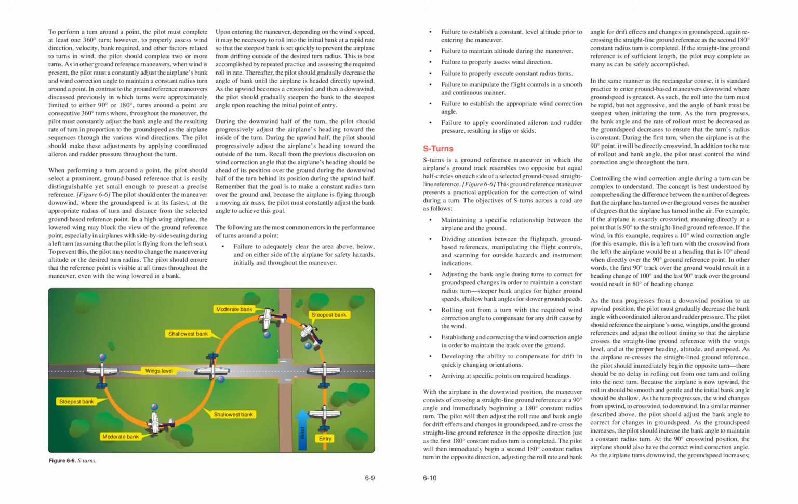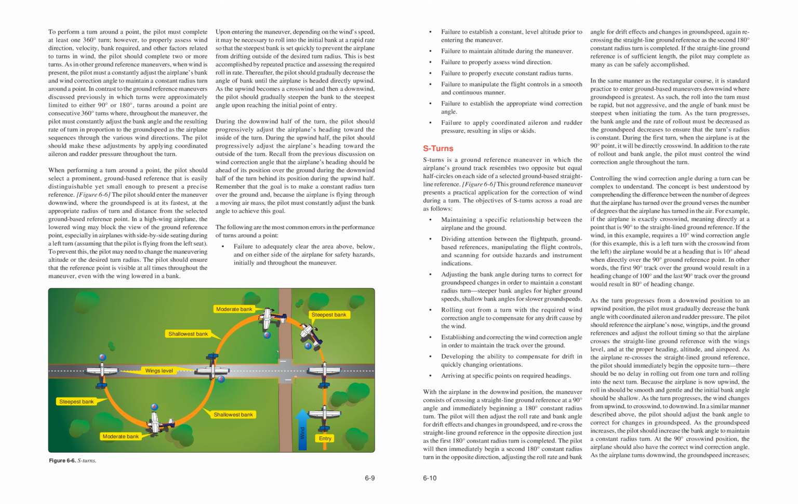The objectives of S-turns across a road are as follows. Maintaining a specific relationship between the airplane and the ground. Dividing attention between the flight path, ground-based references, manipulating the flight controls, and scanning for outside hazards and instrument indications. Adjusting the bank angle during turns to correct for ground speed changes in order to maintain a constant radius turn: steeper bank angles for higher ground speeds, shallow bank angles for slower ground speeds.